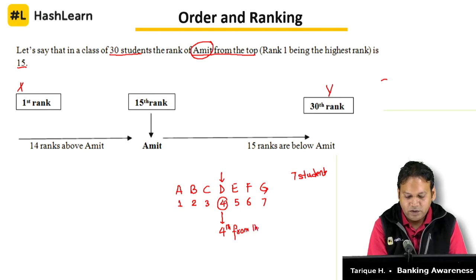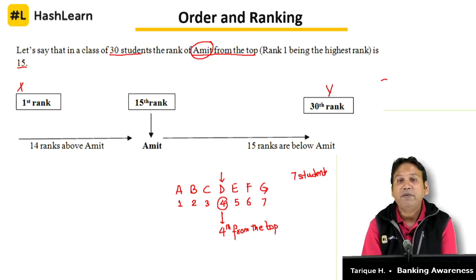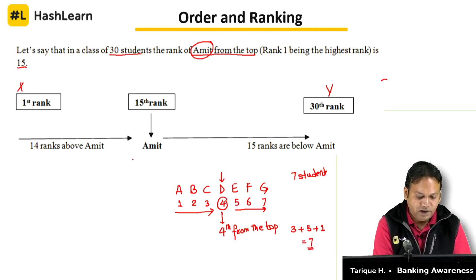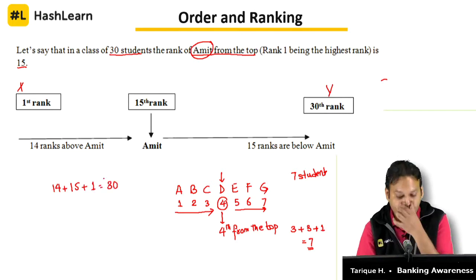4th from the top, 1 being the highest rank. So the rank of D from the top is 4th. How many students are ranked above D? You can see there are 3 students who are ranked above D and there are 3 students who are ranked below. And D is one person, so 3 ranked above, 3 ranked below, plus that one person who is D, that makes it equal to 7. So Amit's rank is 15th here out of 30. So 14 above, 15 below, plus Amit himself, that makes it equal to the total number of students in the class.